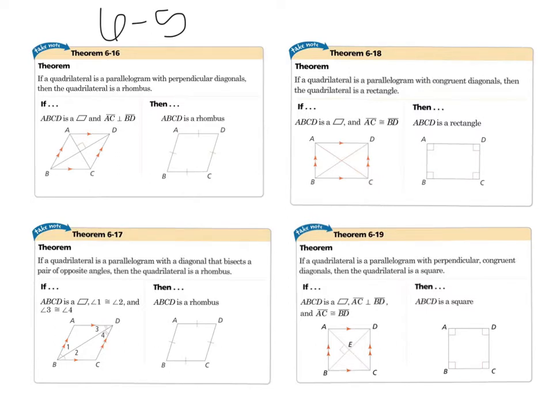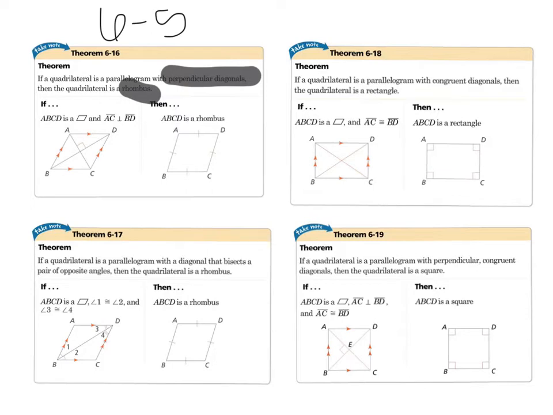The first one is theorem 6-16, and this says that if a quadrilateral is a parallelogram with perpendicular diagonals, then the quadrilateral is a rhombus. Now, that's going to be true, but this rhombus could also be a square, depending on the necessary conditions that are given to you. So it's possible that it's a rhombus and it's possible that it's a square.